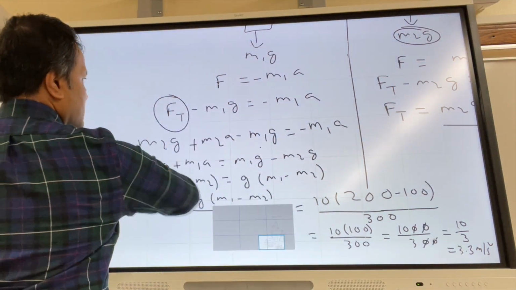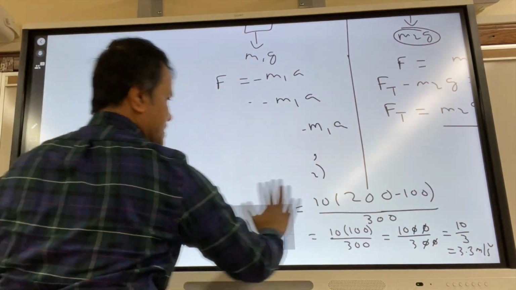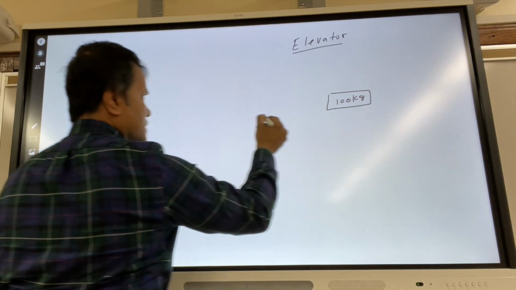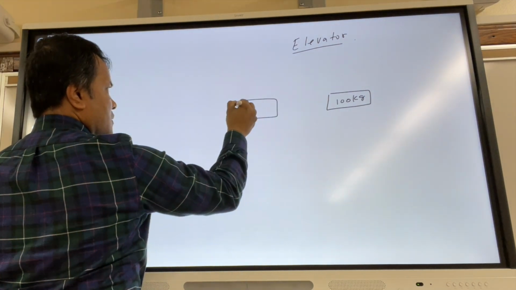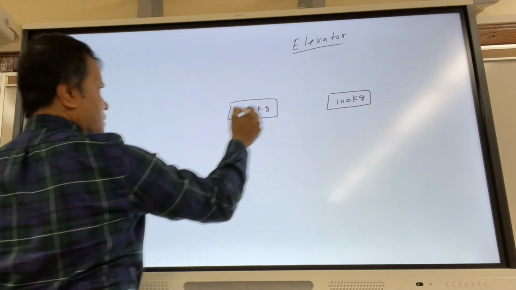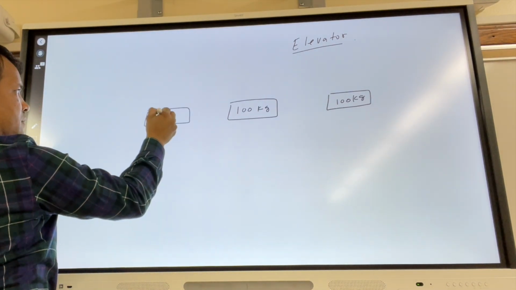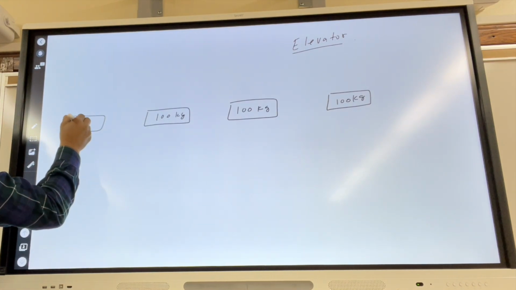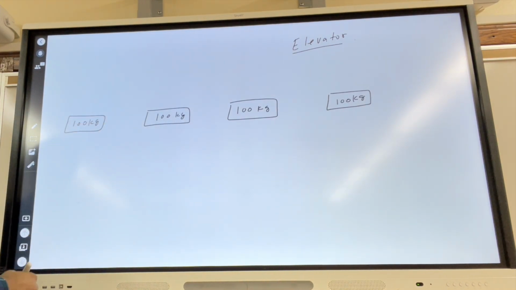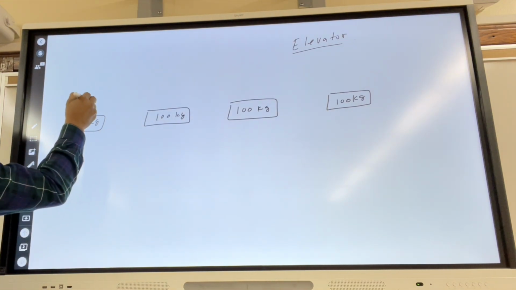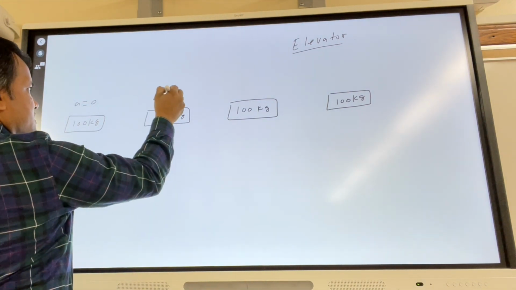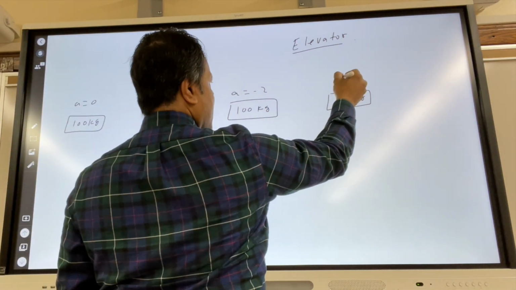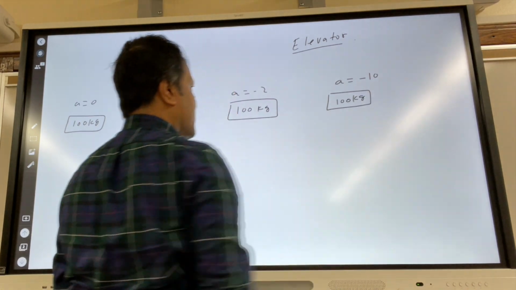Now we're going to do the one inside the elevator. 100 kilograms. There are four scenarios. Scenario one, acceleration is zero. Scenario two, acceleration is positive 2. Scenario three, acceleration is negative 2. Scenario four, acceleration is negative 10.